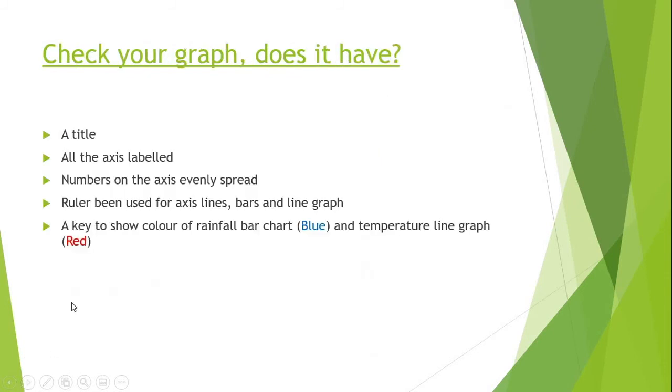Check your graph. Does it have a title, axes labeled, numbers on the axis evenly spread, rulers being used for axis lines, bars and line graph, and a key to show the color of the rainfall bar chart, blue, and the temperature line graph, red?